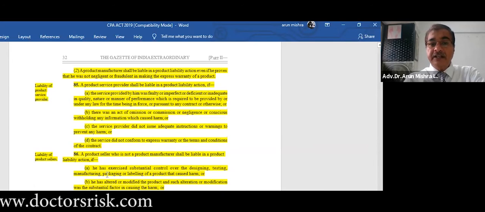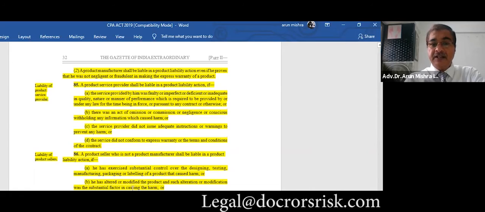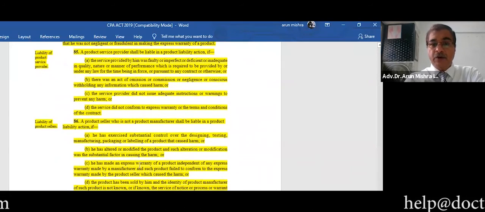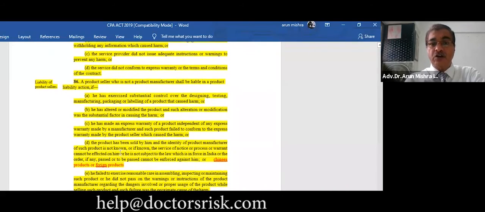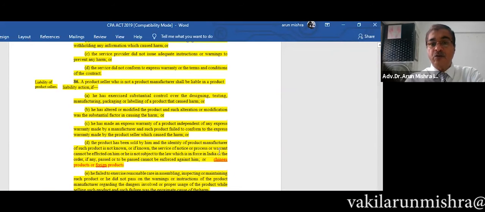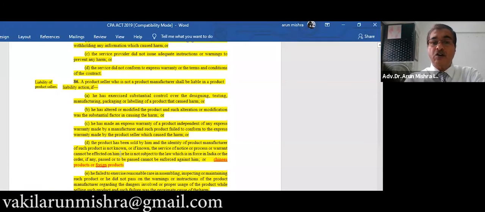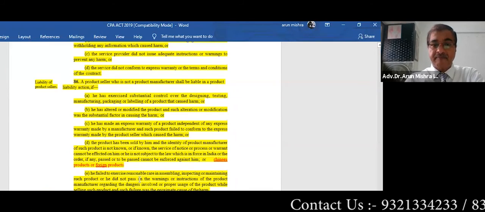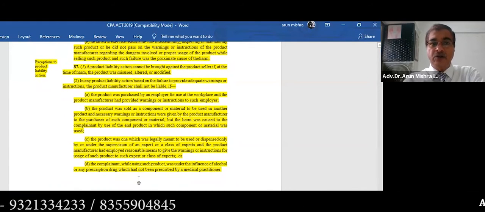The one who is selling has exercised substantial control over the designing. He has altered it. Let's see, the product has been sold by him. The identity of the product manufacturer of such product is not known, like a Chinese product. Or if known, the service of notice or the process of warranty cannot be effected. So many of the product or service providers are not known. In such cases, they are also responsible. So product liability is going to be on the seller also with the new law.